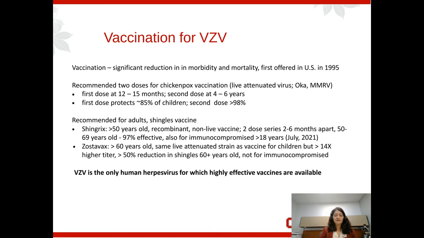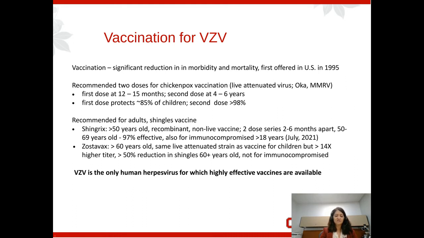And then there is a second vaccine, the shingles vaccine, that is given to adults. Shingles vaccine is given to adults greater than 50 years of age. It's a recombinant non-live vaccine and is given in 2 doses, 2 to 6 months apart. It's also highly effective. It's 97% effective. And more recently, I was very interested to note that it's also been approved in July of this year, July 2021, in immune-compromised individuals greater than 18 years. So that is really good news to know that there is something available for a younger age population in an immune-compromised situation.